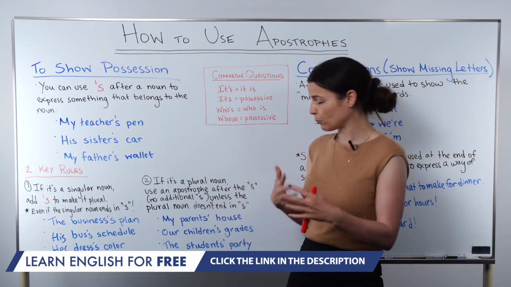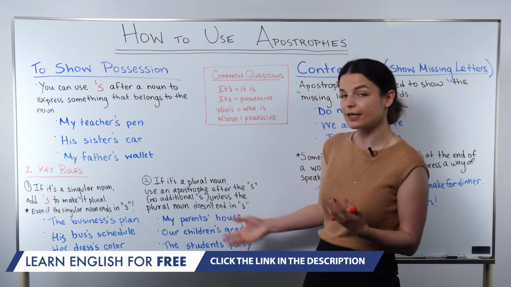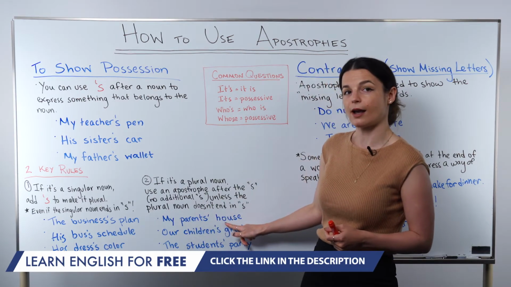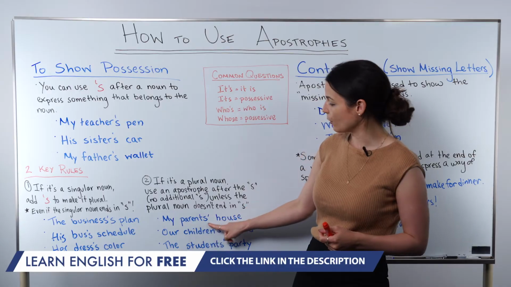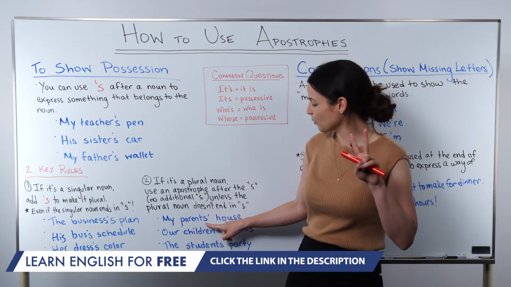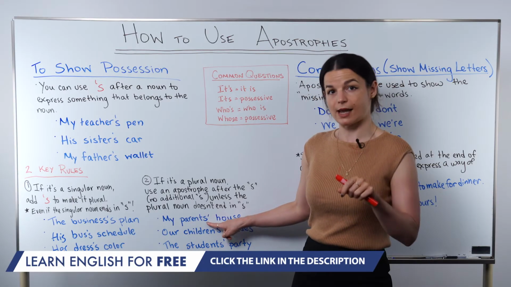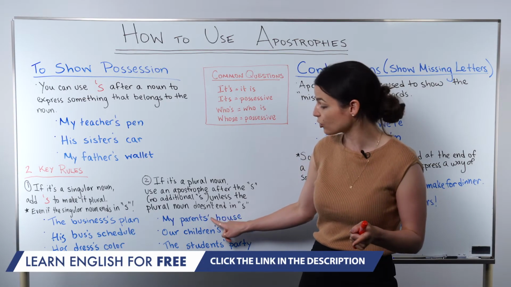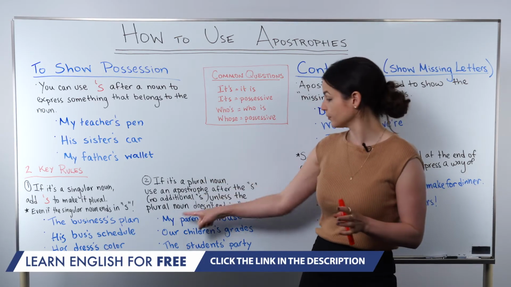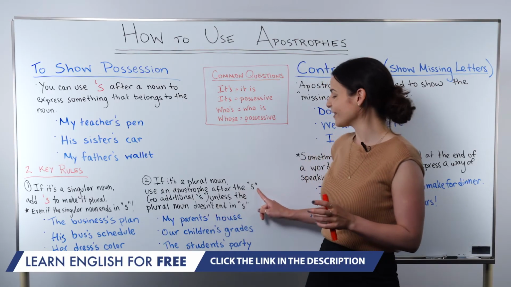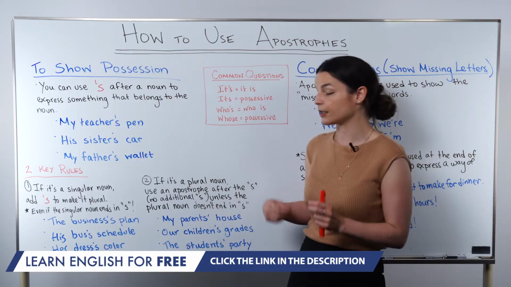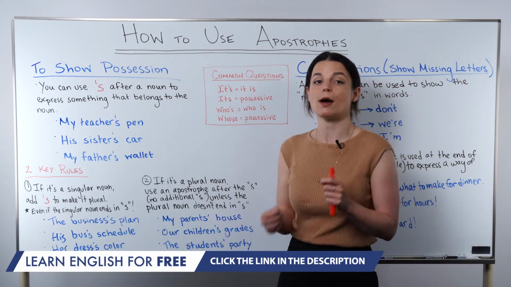So let's take a look at these kinds of examples that we have and break down what's happening. So first one, my parents' house. My parents' house. So in this example, my parents is the noun. This is the plural noun, two people, parents, right? And we have an apostrophe after the s. In this situation, there's no extra s after this because it follows this rule. So the plural noun, parents in this case, just gets an apostrophe here like this, okay? So my parents' house. This shows the house that belongs to my parents.